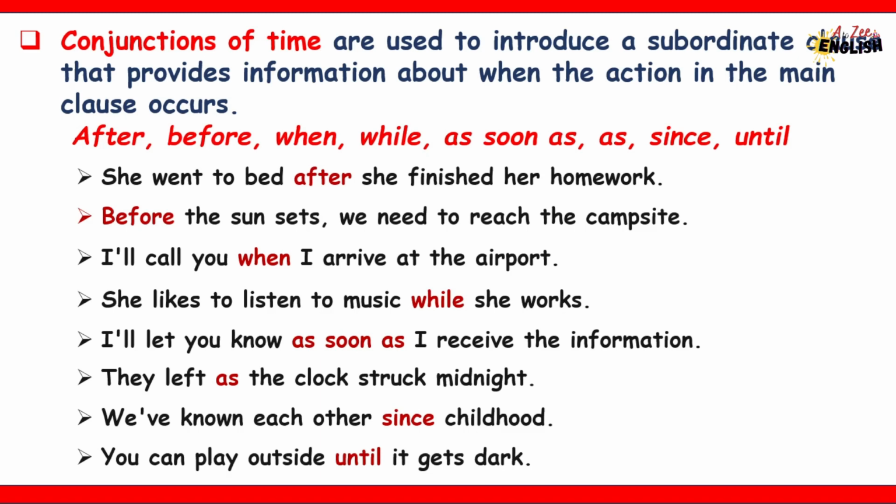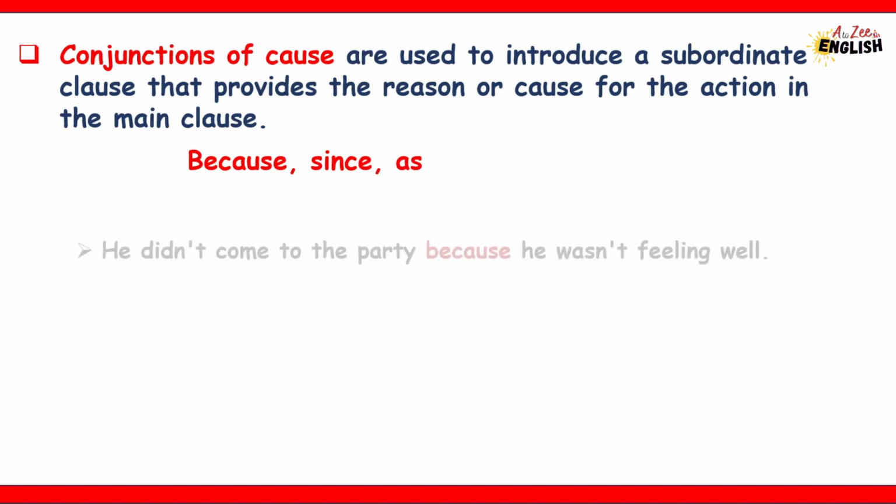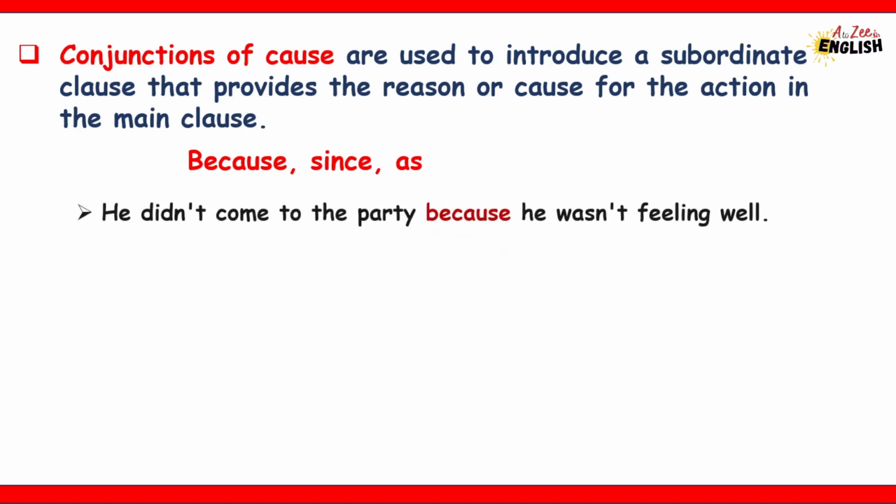The next relationship is the conjunction of cause. Conjunctions of cause are used to introduce a subordinate clause that provides the reason or cause for the action in the main clause. And the conjunctions are because, since, as. He didn't come to the party because he wasn't feeling well. In this sentence, he didn't come to the party is the main clause, and because he wasn't feeling well is the subordinate clause. And it explains the reason behind the main clause action.